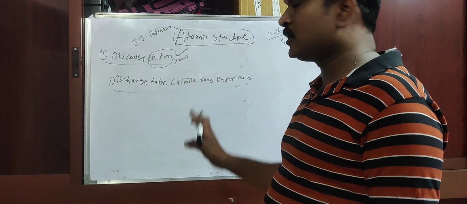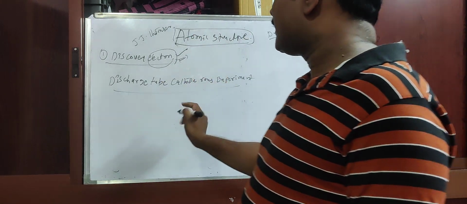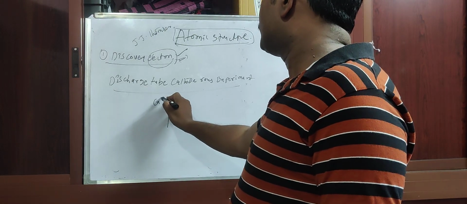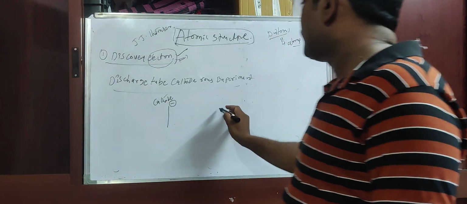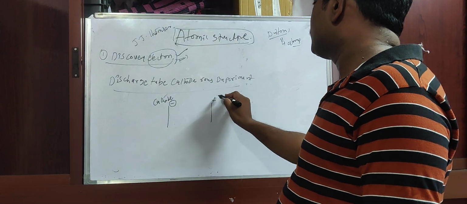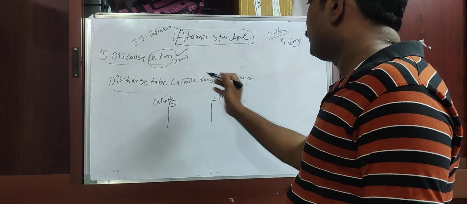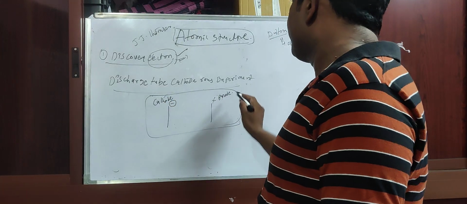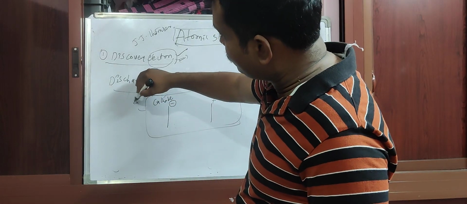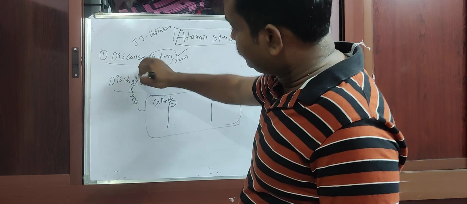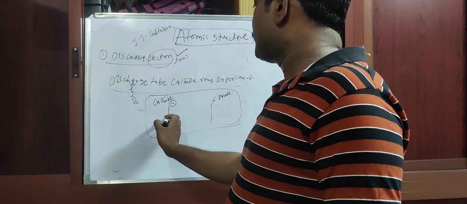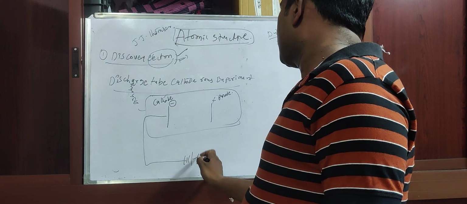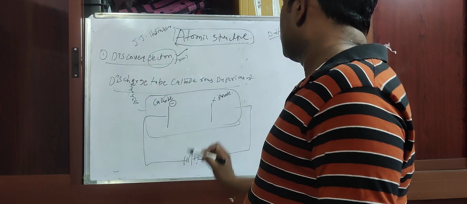First, we have to discuss the cathode ray tube. He took two electrodes. This one is the cathode. Take another electrode, the positive terminal. This is the anode. These two are put in a discharge tube. These electrode terminals are connected with an electric circuit.